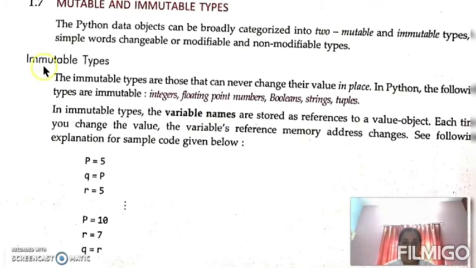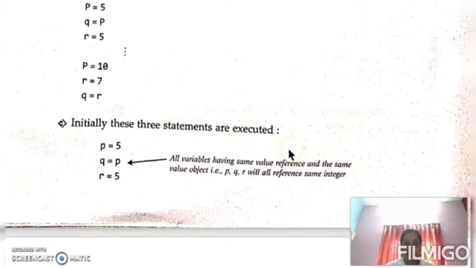First, immutable types. Integers, floating point numbers, booleans, strings and tuples are immutable. Immutable means we cannot change the memory address of the value. Let us discuss an example, then you will understand.